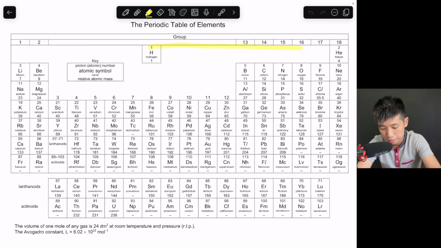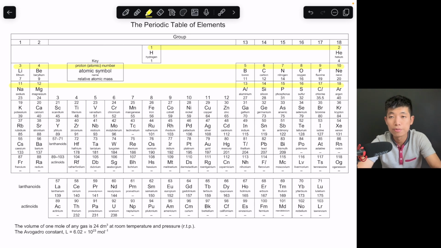If you look at the top number, which we call the proton number, do you notice that they are all in increasing numerical order? So as you go across and down, the elements are arranged in increasing proton number. Take a closer look at the periodic table. Am I also right to say that the elements are arranged in increasing relative atomic mass?